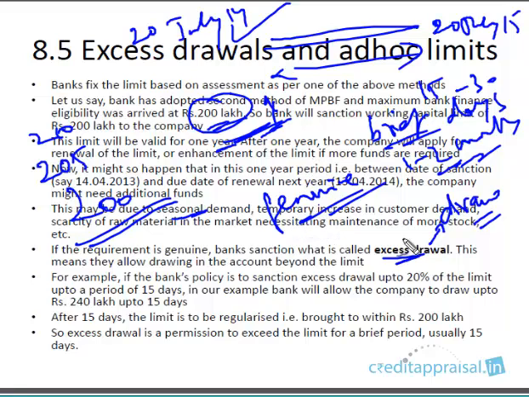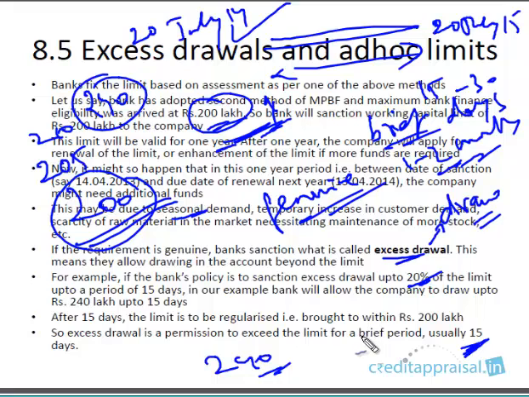Usually excess drawal is for a period of 15 days. Your bank might have a different policy, but usually excess drawal is for a very short duration, usually 15 days. And how much more than the sanction limit? Again, it varies from bank to bank, but you can usually say it's 20%. In this example, we had 200 lakhs as the sanction limit, so now it can go up to 240 lakhs. The excess drawal will be fixed at 240 lakhs. So during this 15 days period, the company can utilize up to 240 lakhs.